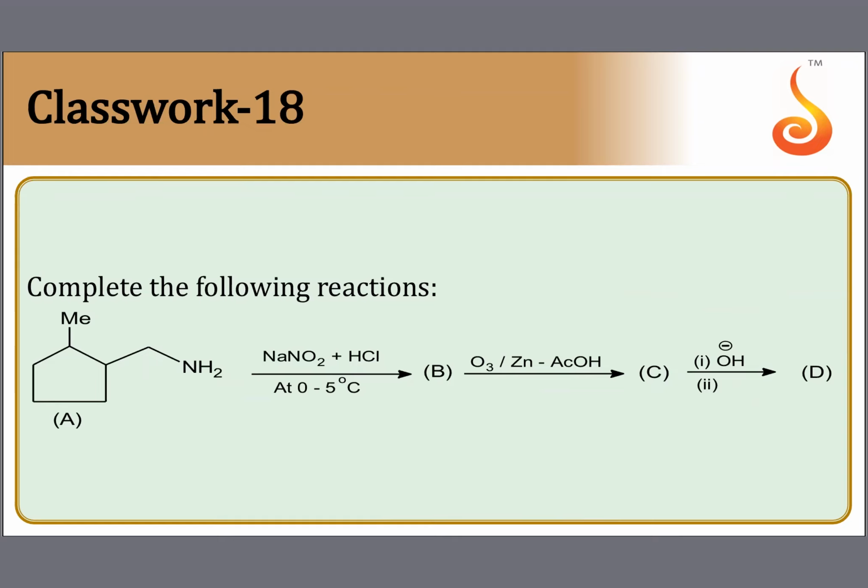Complete the following reactions. NaNO2 and HCl at 0 to 5 degrees. So whenever these conditions appear, you have to think of diazotization of 1 degree amine. Diazonium salt is obtained. Diazonium salt, right? So in this case, what happened?